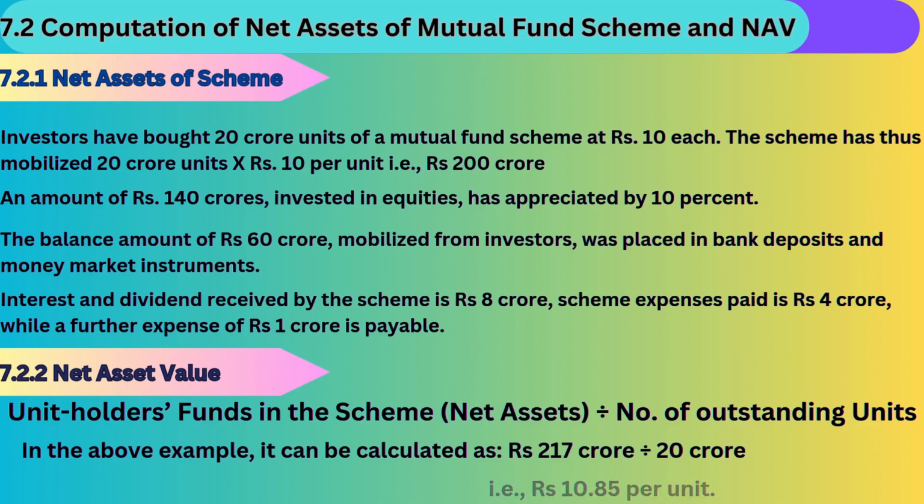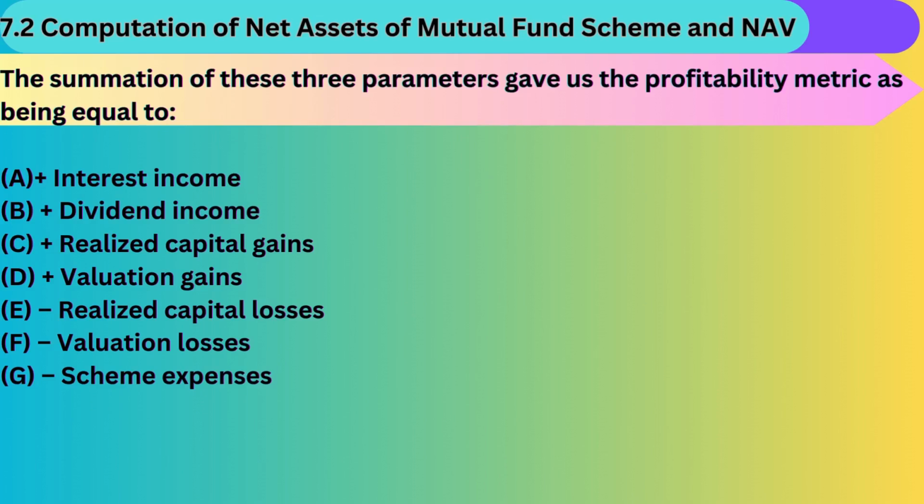Now, how to calculate the NAV? The simple formula is unit holders' funds in a scheme, that is net assets, divided by the number of outstanding units. In the above example, it is calculated as rupees 217 crore divided by 20 crore, that is rupees 10.85 per unit. Let us understand the computation of net assets of mutual fund scheme and NAV. The summation of these parameters gives us the profitability metric equal to: A, interest income, plus B, dividend income, plus C, realized capital gains, plus D, valuation gains, minus E, realized capital losses, minus F, valuation losses, minus G, scheme expenses.